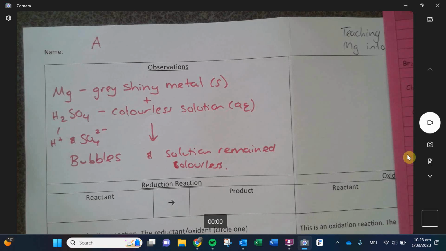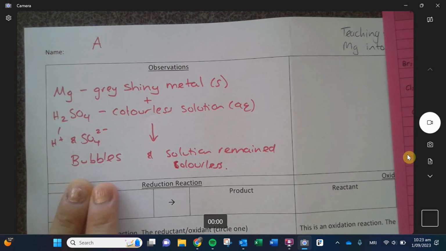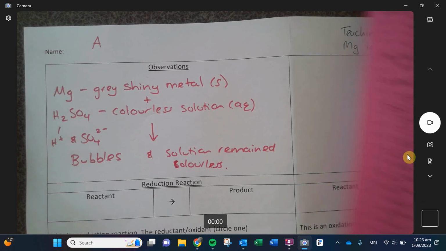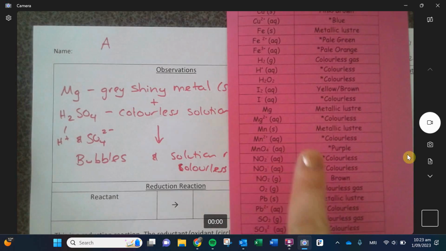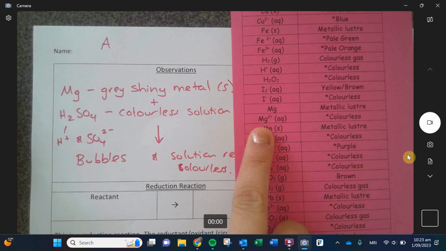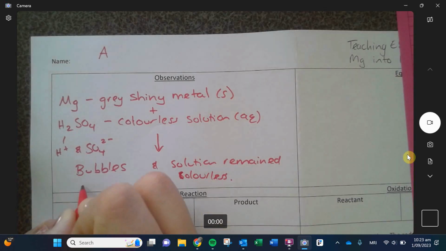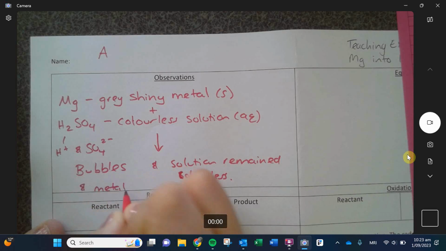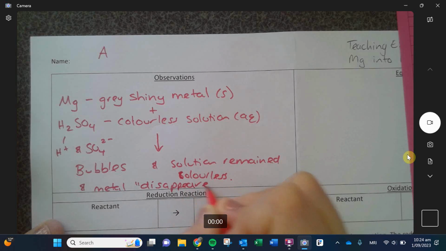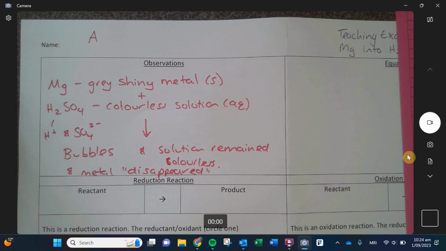All right, now we've got to figure out what is causing those observations that we are seeing. The first main one is the bubbles. So I want to think about what these things could become. When I'm looking at this, I see that there's magnesium. And the other thing that I have that has magnesium is the magnesium ion. Actually, we should write that down. Bubbles, solution remained colorless, and the metal disappeared. I write the word disappeared because it's not actually gone, it's just changed.